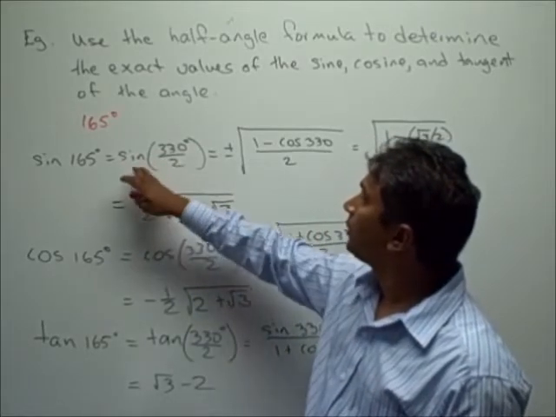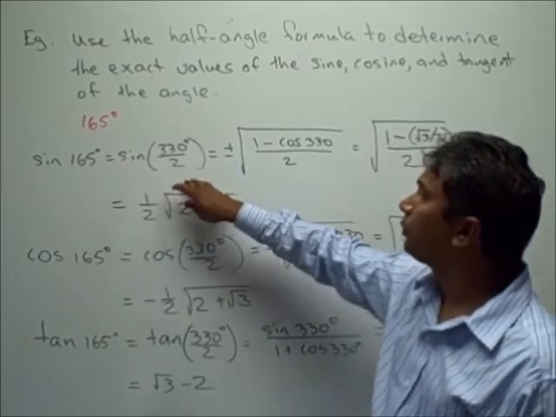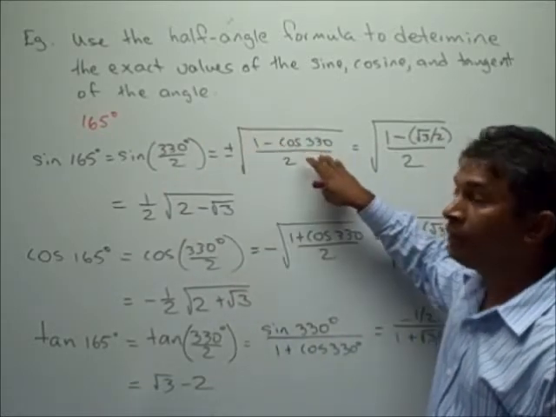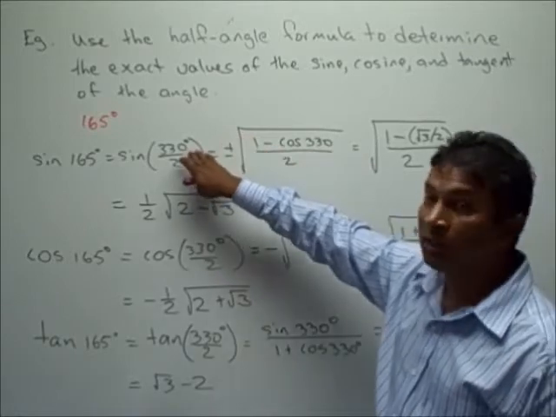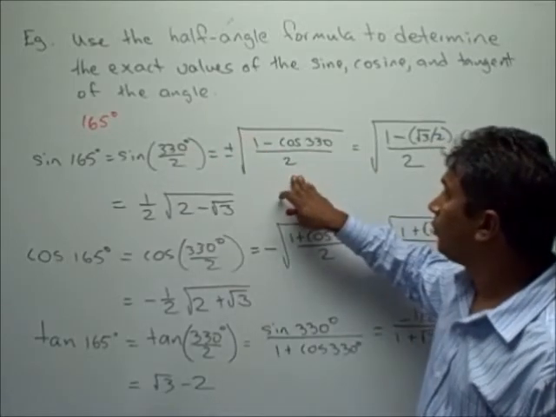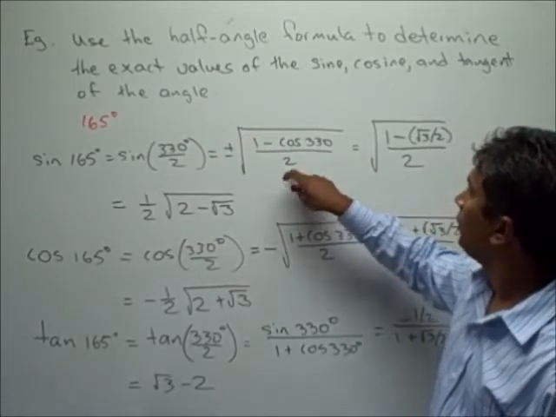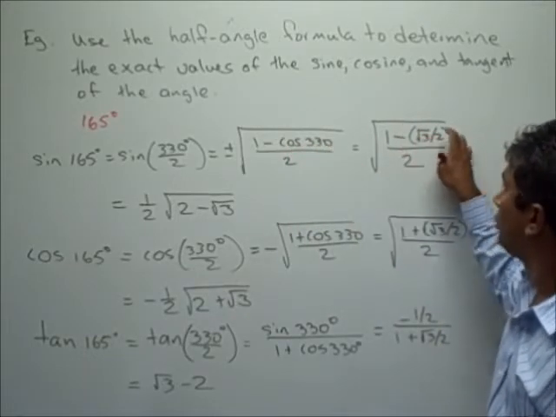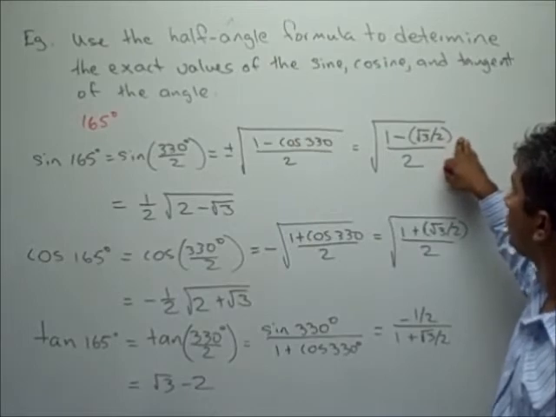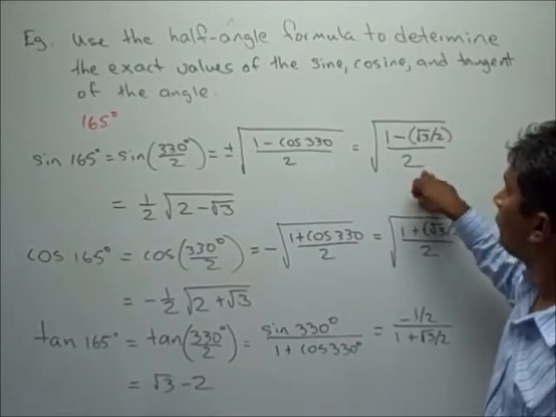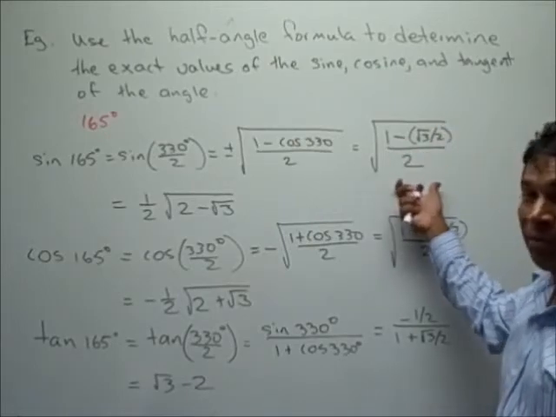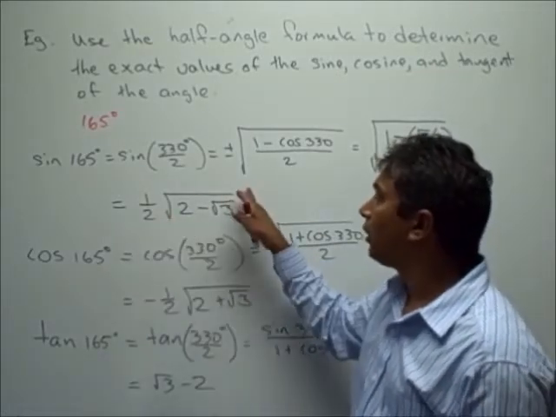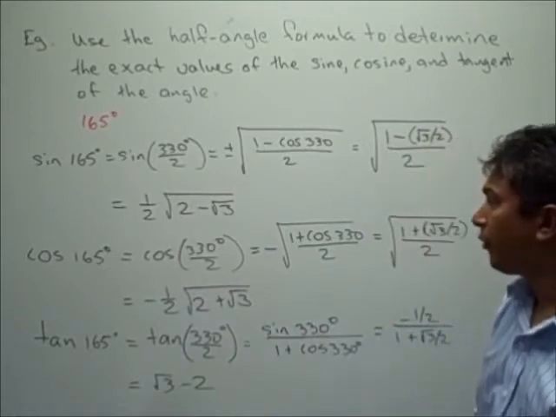So the sine of 330 over 2 will be equal to plus or minus the square root of 1 minus cosine u, which in this case is 330, all over 2. We know that cosine of 330 is the square root of 3 over 2. So 1 minus square root of 3 over 2, all over 2, find the square root of that. Once we simplify this, we get 1/2 times the square root of 2 minus the square root of 3.